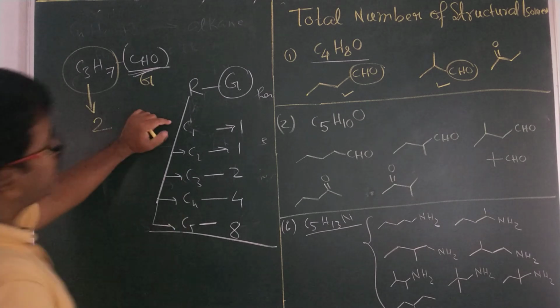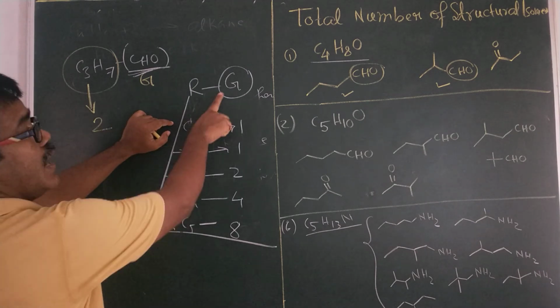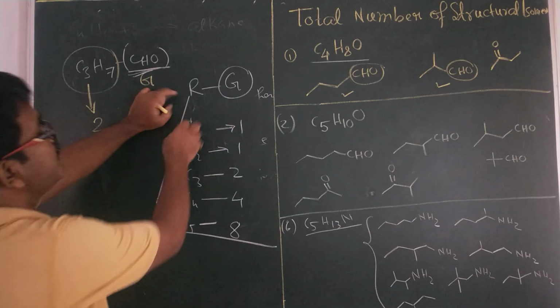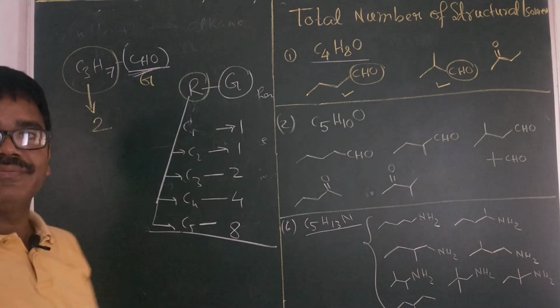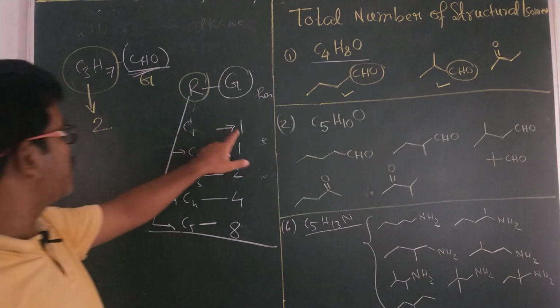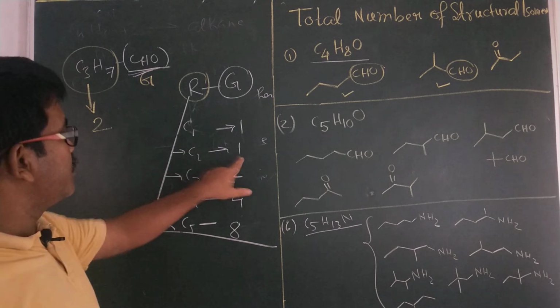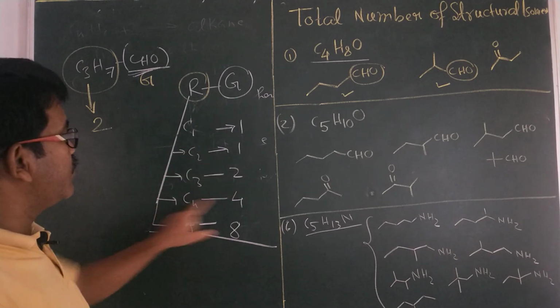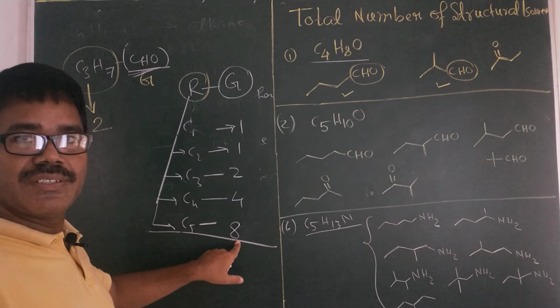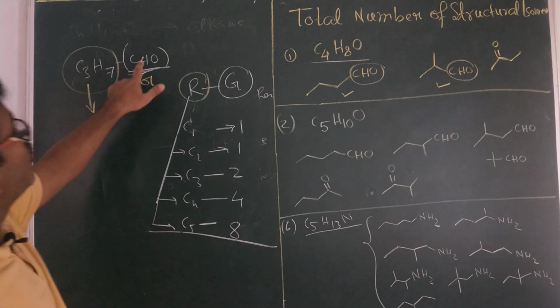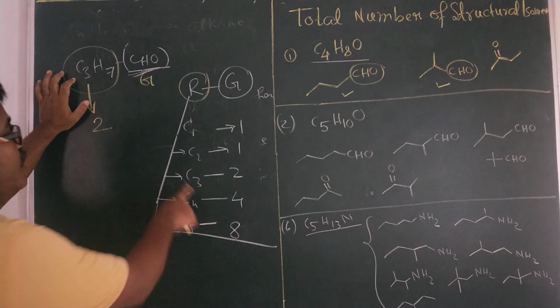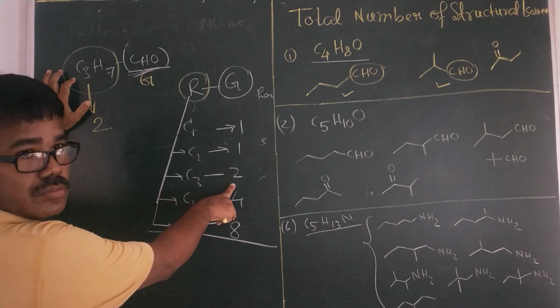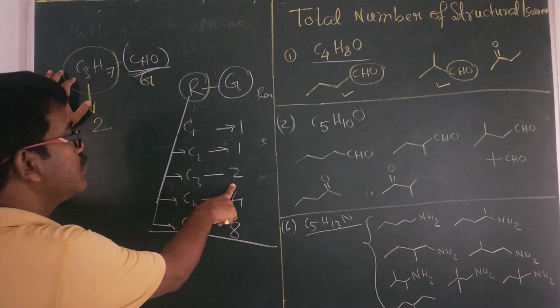Here, this part we should keep in mind. Other than this group, we need to see in the R part how many carbons are there. If 1 carbon, 1 isomer; 2 carbons, 1 isomer; 3 carbons, 2 isomers; 4 carbons, 4 isomers; 5 carbons, 8 isomers. In this case, this is the group, this is the R. How many carbons are there in R? 3 carbons. The total number of isomers will be 2.